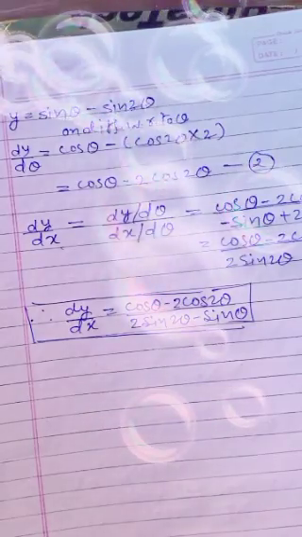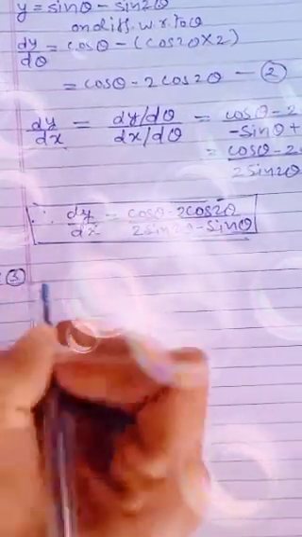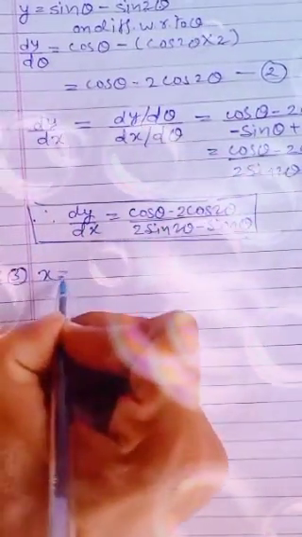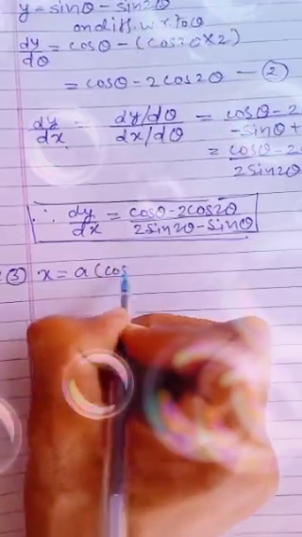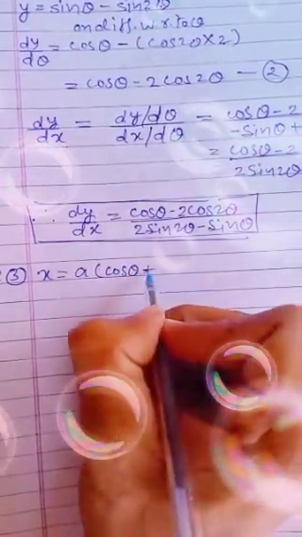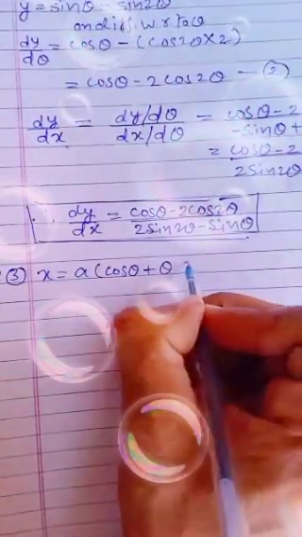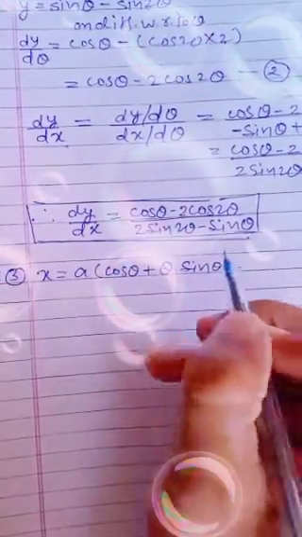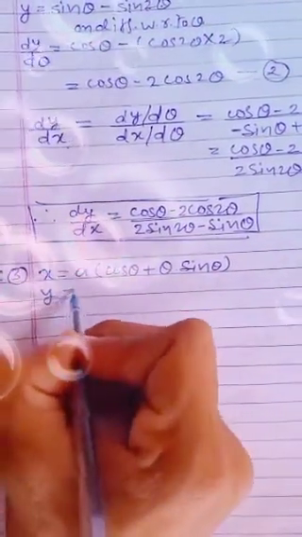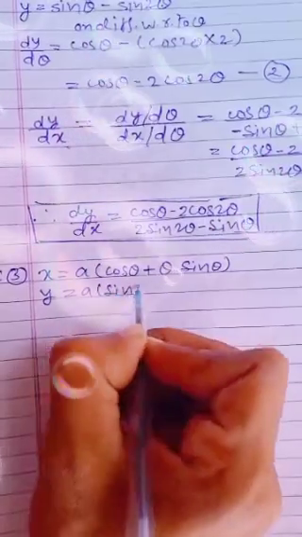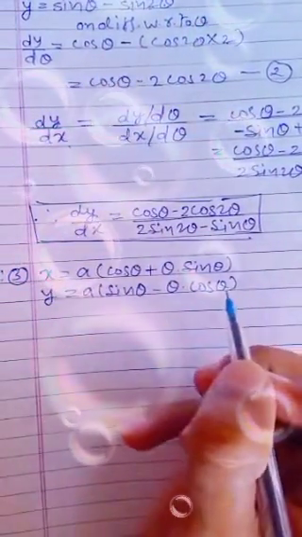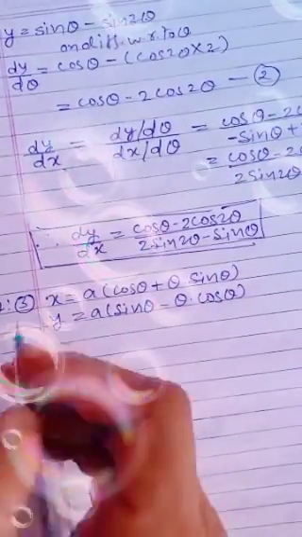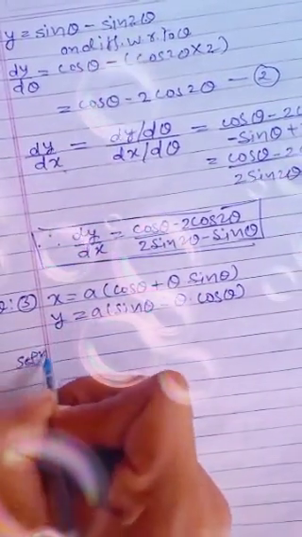Now we will take another example. So our example number 3 is: x is equal to a cos theta plus theta multiplied by sin theta, and y is equal to a sin theta minus theta cos theta. Okay, now we are going to solve this example. So here we can write the solution.